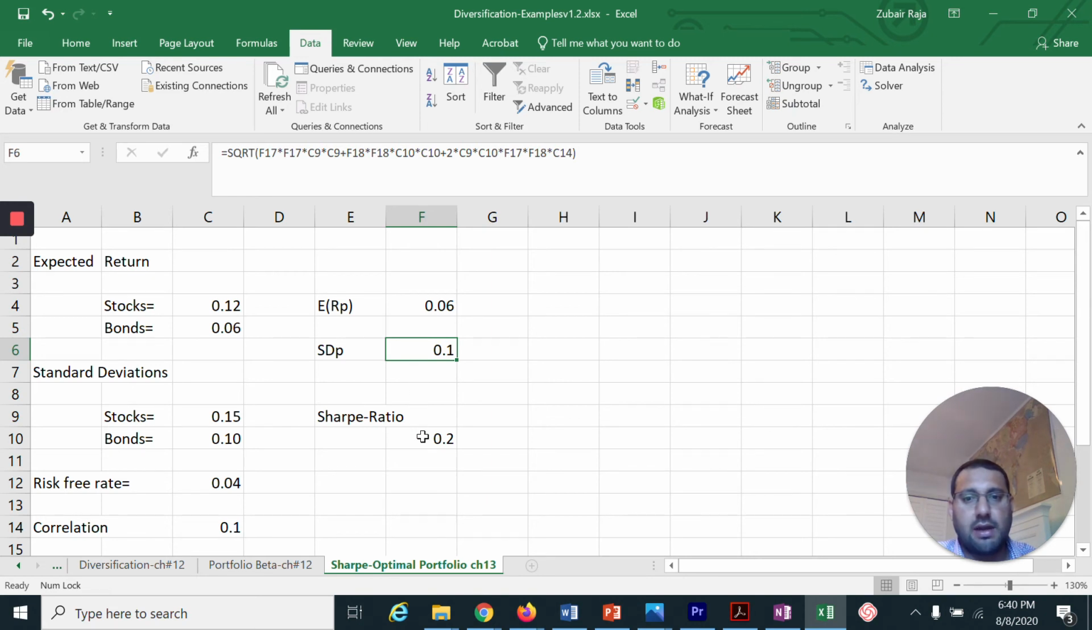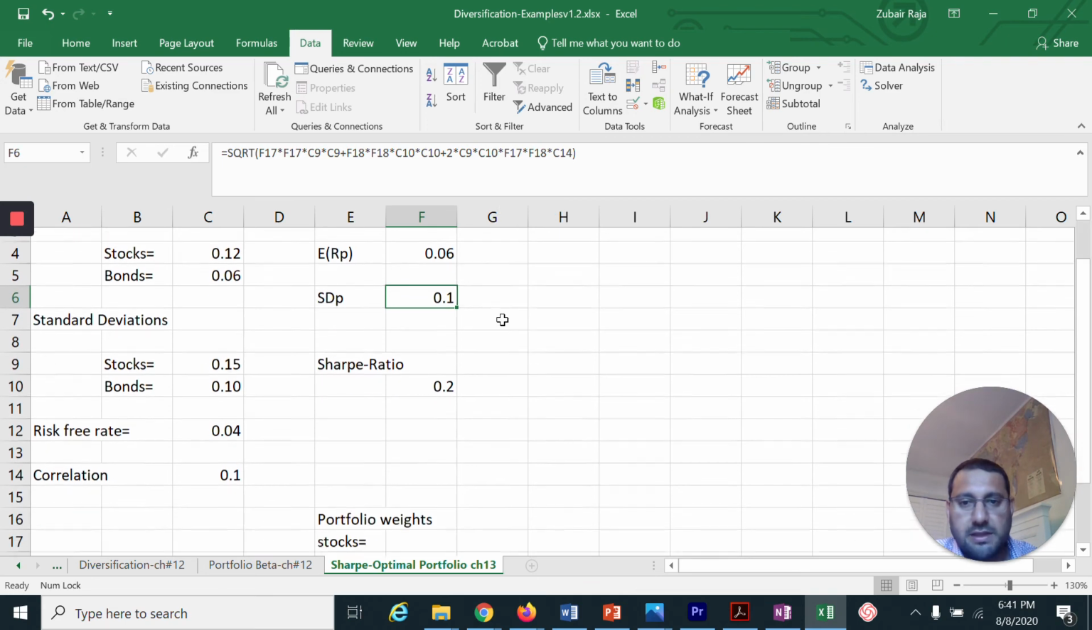And then over here, we have to write the formula for the Sharpe ratio. The Sharpe ratio is simply F4, the expected return, minus C12, the risk-free rate of return, divided by F6. F6 is our standard deviation, which I computed with the formula.